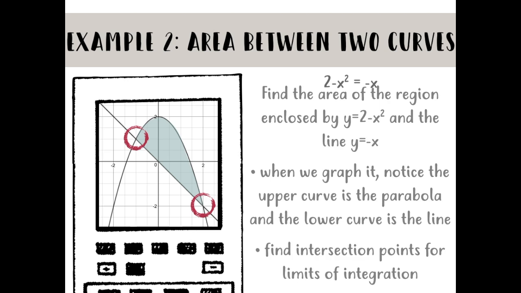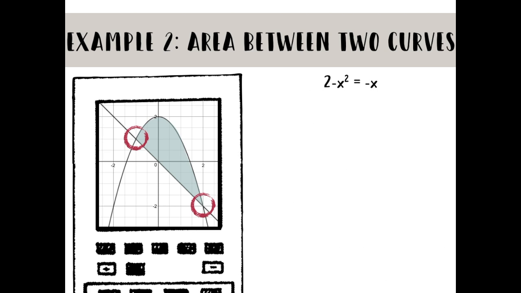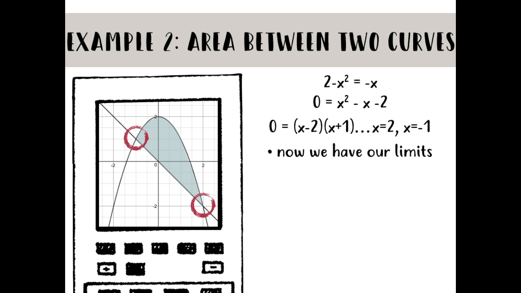First, we're going to set the equations equal to each other, so 2 minus x squared equals negative x, and then we're going to get it all to one side, so 0 equals x squared minus x minus 2. And then we factor it, so x minus 2 times x plus 1. So our solutions will be x equals 2 and x equals negative 1. Now that we have our limits, we can integrate it.